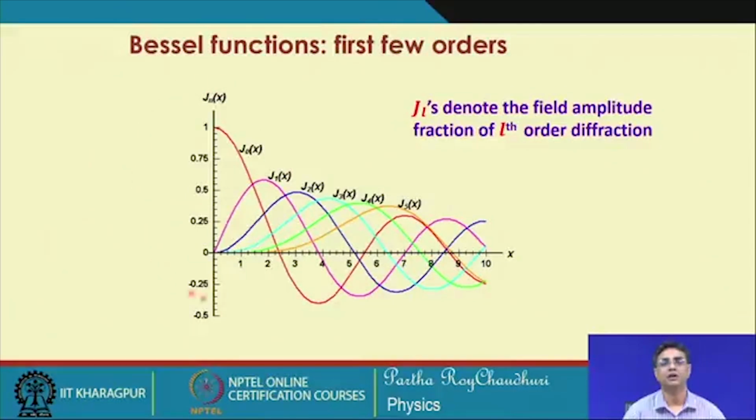And if we recall the Bessel functions, which represent the various orders of diffraction, you see J_L denotes the field amplitude fraction of the Lth order diffraction. It is very interesting. If it is J 0, this will be the 0th order. If it is first order, plus or minus, this will be given by the order 1 Bessel function, then the J 2 Bessel function will be given. All of them start from 0, but the 0th order starts from the maximum.